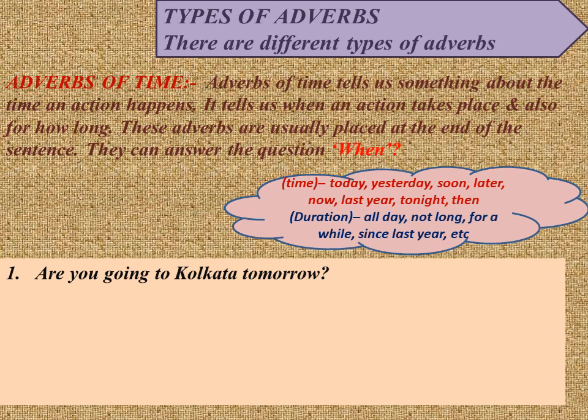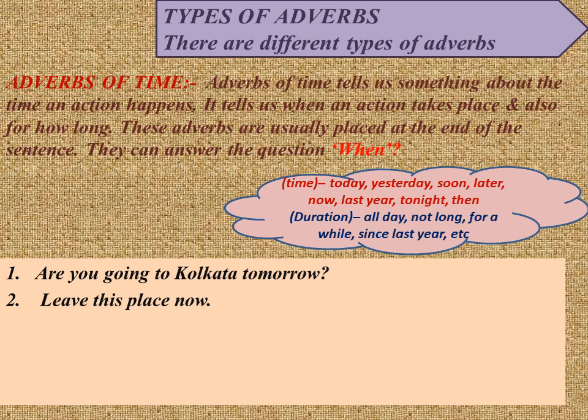The first example: are you going to Kolkata tomorrow? Yes, tomorrow is an adverb of time. So, how do you know that? When are you going to Kolkata? The answer is tomorrow. So tomorrow will be your adverb of time.